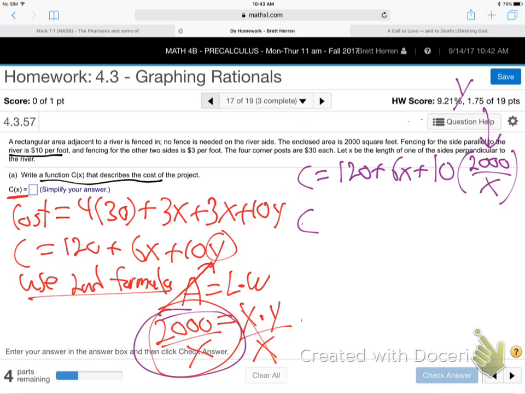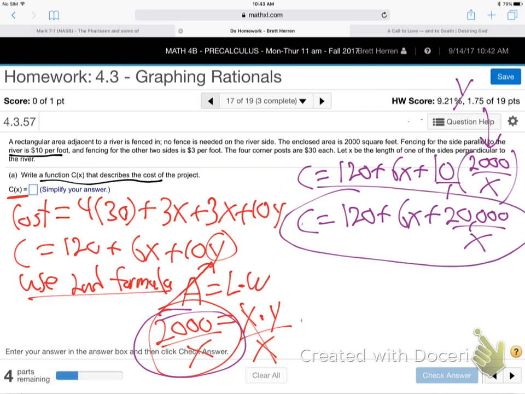So there, now we got to simplify that. It's 120 plus it. What do you do with the whole number? Put it over 1, goes to the top, so that's 20,000 over x. So type that in. There's your cost function right there. That's how much the fencing's going to cost depending on what you choose for x.